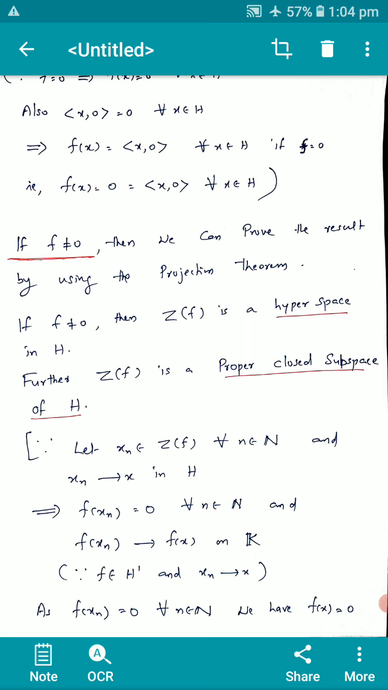If f is not equal to 0, then Z(f) is a hyperspace in H. Of course, Z(f) is nothing but a hyperspace in H, and it is a proper closed subspace of H. We need to give the proof of that.